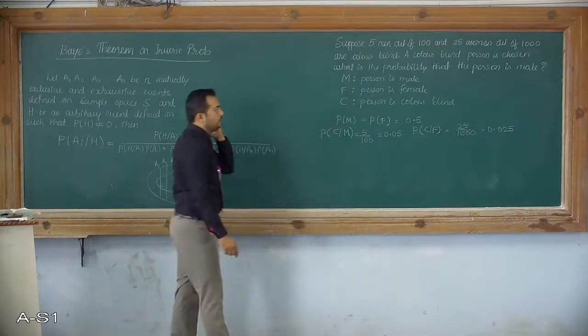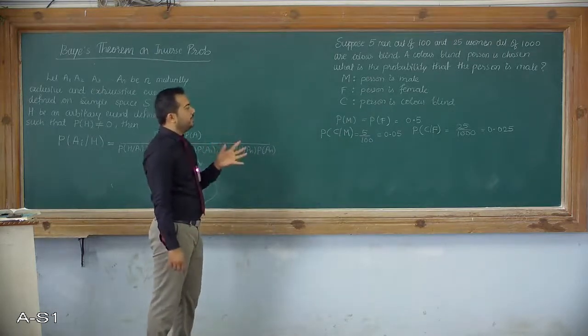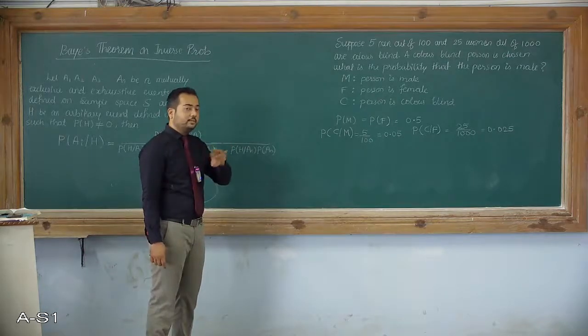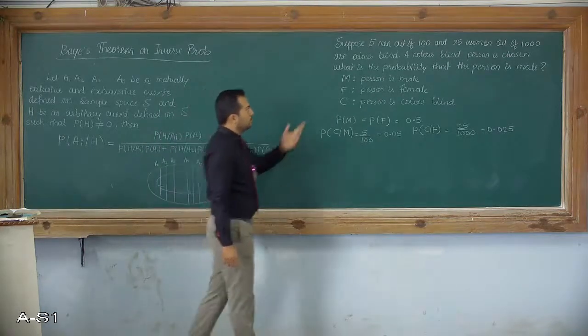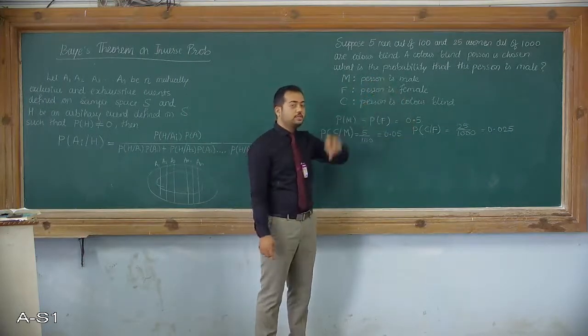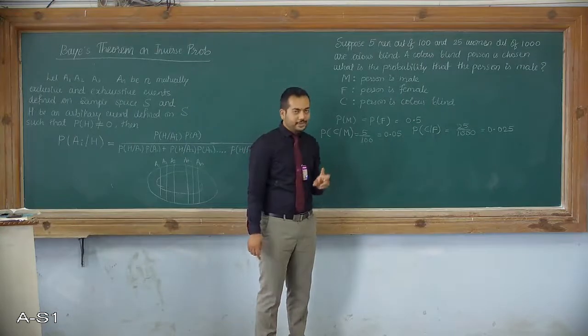Now next we need to find the probability that the person is male given that the person is color blind. A color blind person is chosen. What is the probability that the person is male?